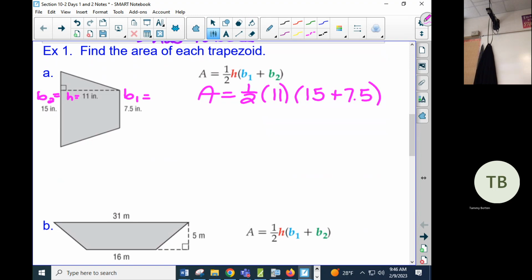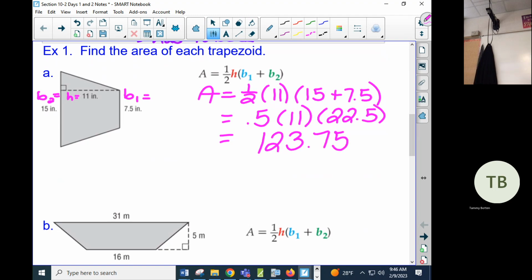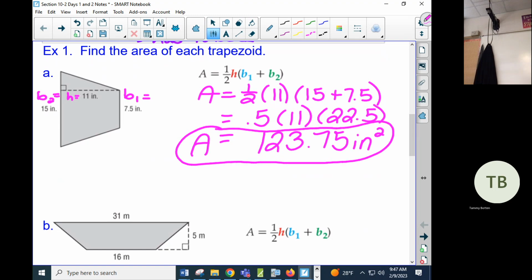Now, if you're somebody who wanted to type that into your calculator all in one, you could go 0.5 times 11 parentheses 15 plus 7.5 parentheses, or you could add those two together. 15 plus 7.5 is 22.5, and then just type that into your calculator. And when you go 0.5 times 11 times 22.5, you should get 123.75, and that is in square inches. Okay.